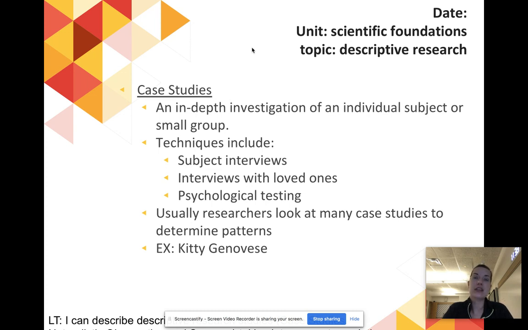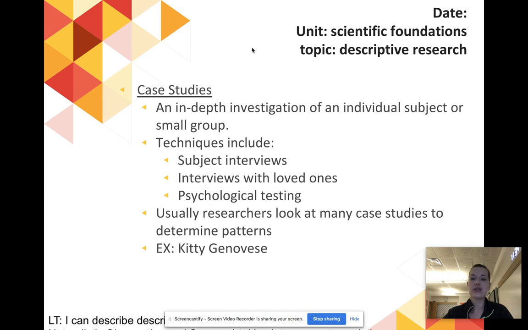An example of this would be if somebody wanted to do a case study of me, they would look at my school records, they would interview Miss Manaya, they would interview other teachers here at school, they would interview my husband, my sister, my parents. They would look at how I interact with my dog, like all kinds of stuff. You really are trying to get a whole complete picture of this person or this small group.